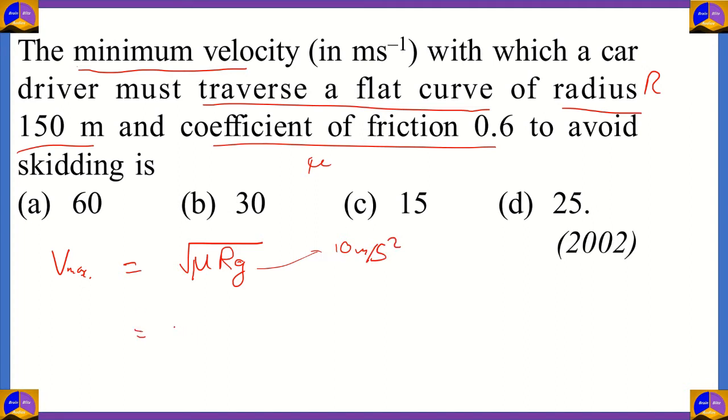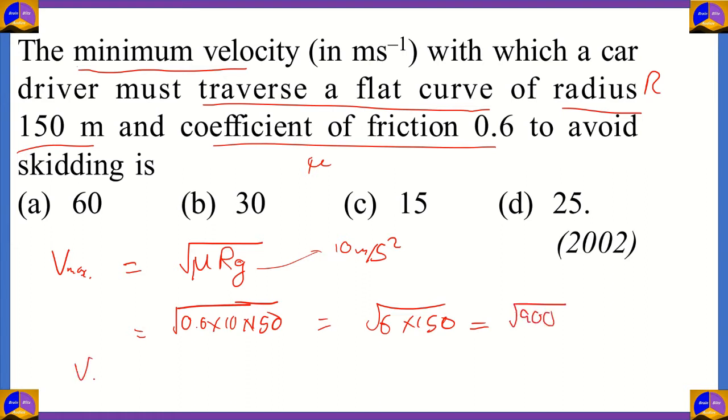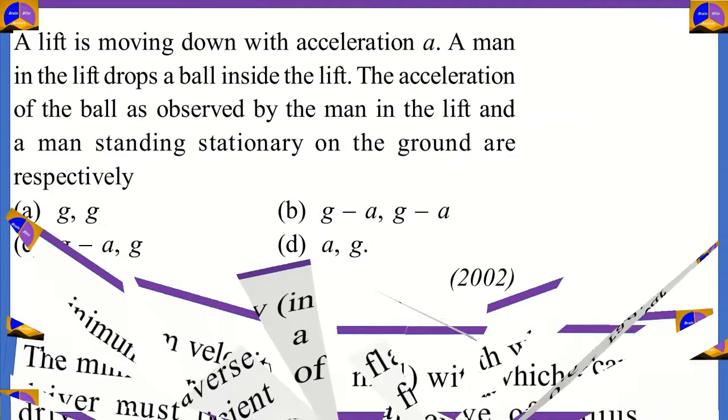So on applying the values, you get the square root of 0.6 into 10 into 150. You have 6 times 150 under the root, and 6 times 150 gives you 900. So the square root of 900 is the answer to this question. The square root of 900 is 30. Therefore option B, 30 meters per second, is the correct option for this question asked in 2002. Let's move on to the next question.